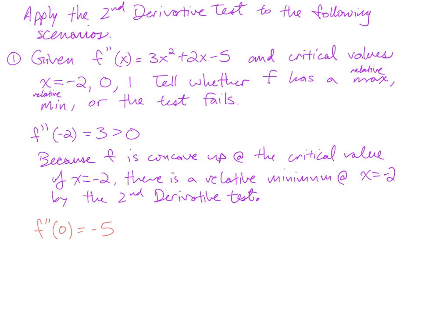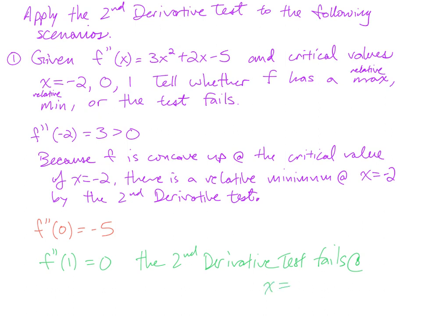In the last scenario here, we have f double prime of 1. So f double prime of 1 in this case equals 0, and that means the second derivative test fails. The second derivative test fails at x equals 1. And because you don't have the first derivative, I don't make you go back and figure out whether it is a maximum or a minimum using the first derivative test.